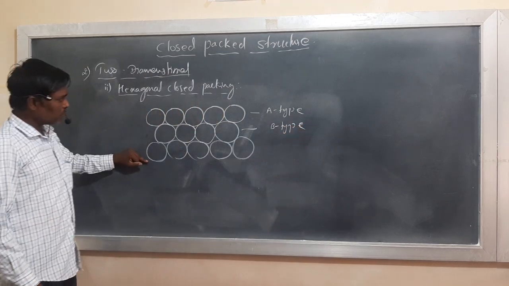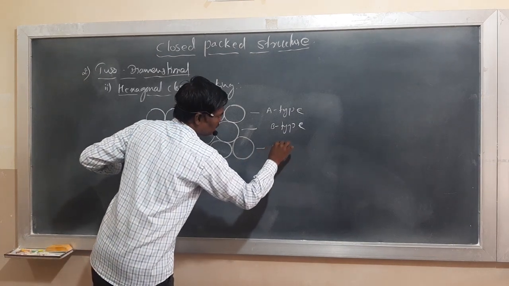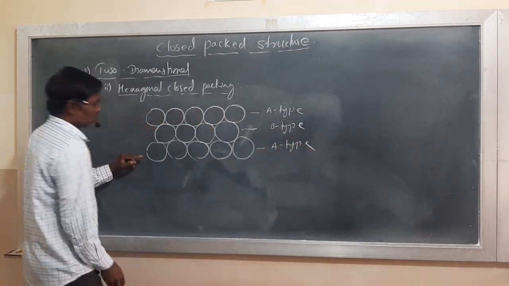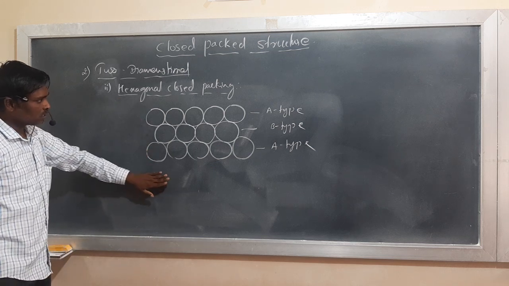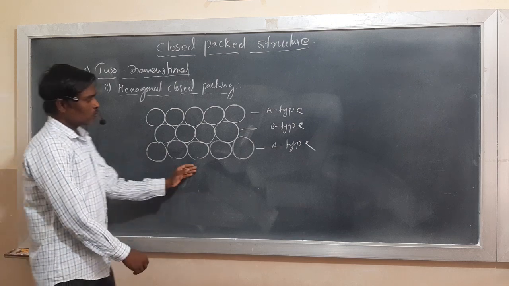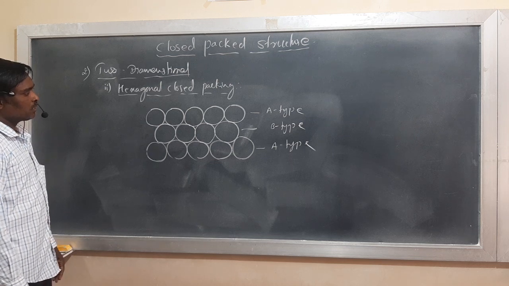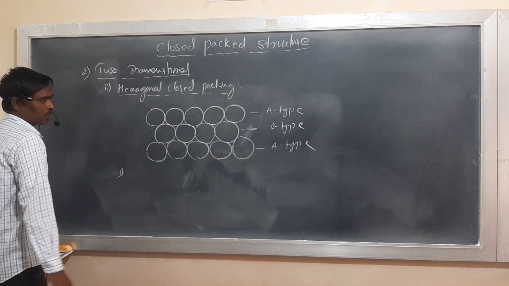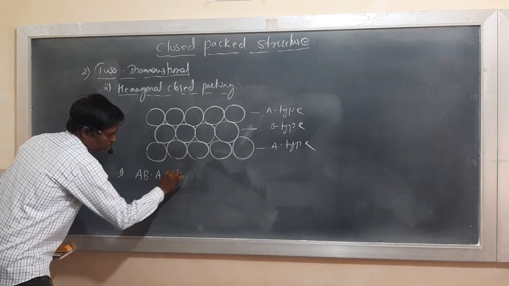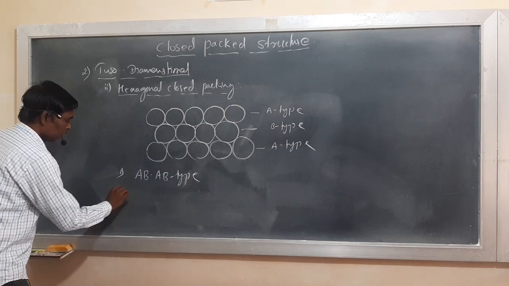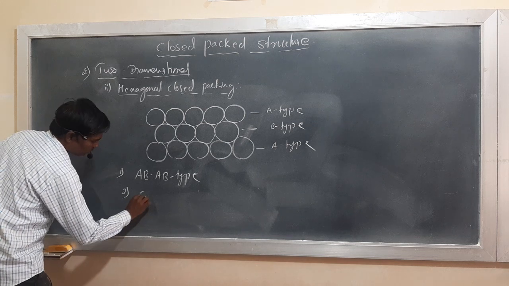And the third one is exactly the same as the first one. So the third row again is an A type of arrangement. Then the fourth one is exactly the same as the second one, so the fourth row is called a B type. This type of arrangement we call an AB type of arrangement. First, let me write the type of arrangement is AB type.